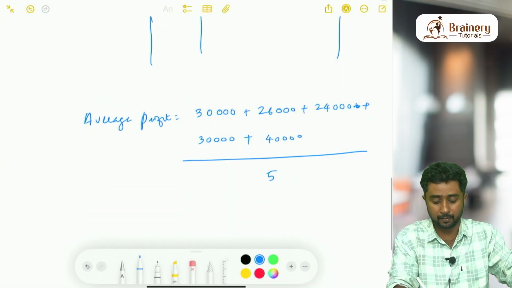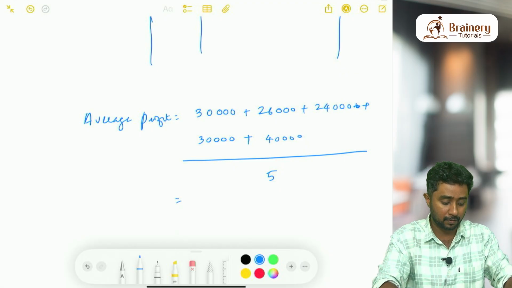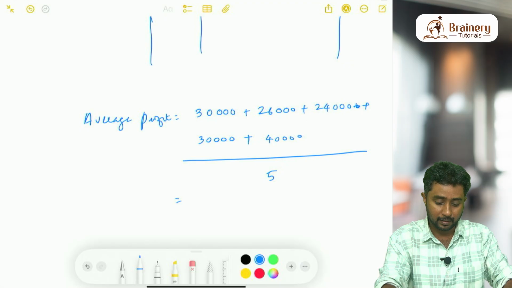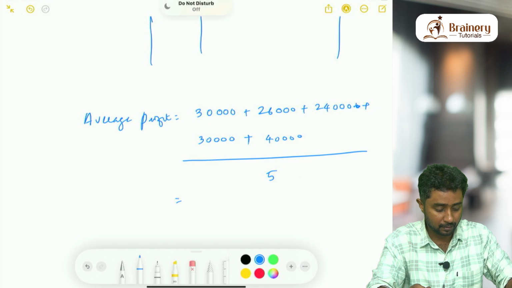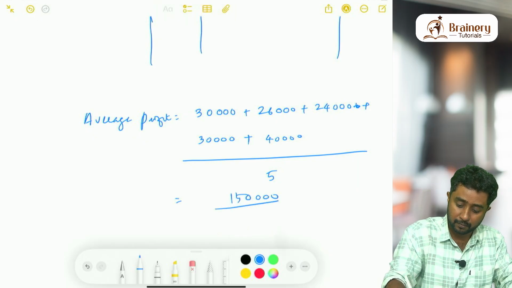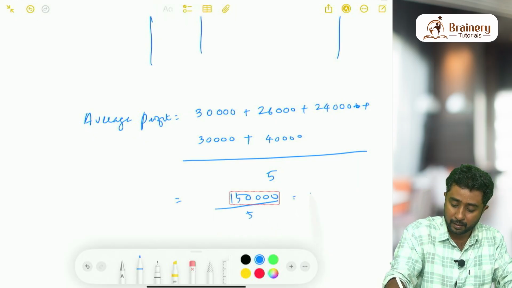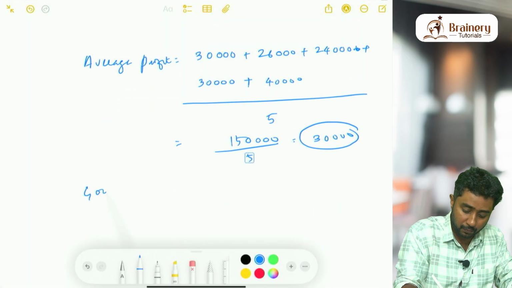All divided by 5. Why divided by 5? Because they are asking us to calculate the average profit of the past 5 years. That is the reason why we are doing 30 plus 26 plus 24 plus 30 plus 40. You will be getting 1,50,000. 1,50,000 by 5, you will be getting 30,000. This is the average profit. We need to find out the goodwill.